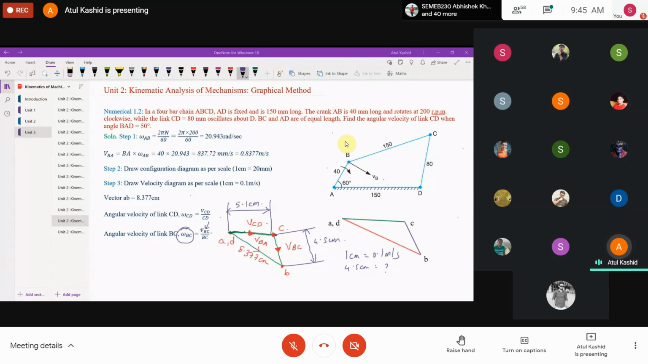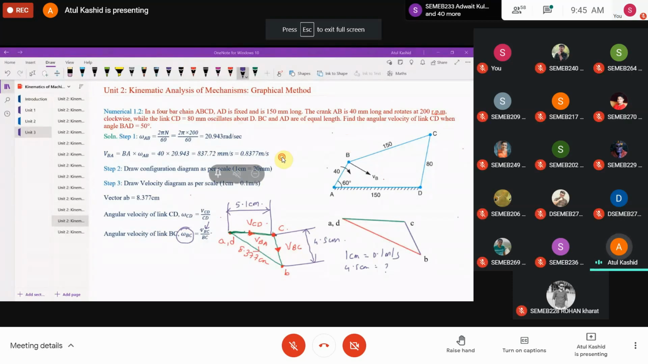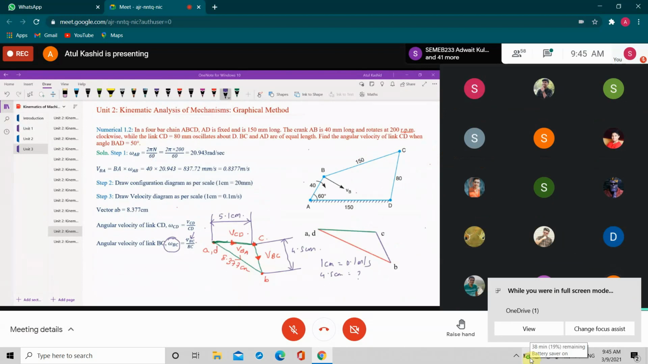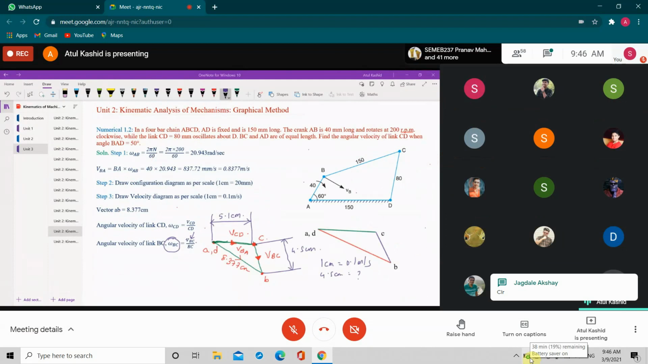Okay, so is there any doubt with this numerical? Please reply in the chat box, because I'm not going to move further until and unless it is very clear to everybody, because this is the basic mechanism in which only 4 links are there. In the next lectures, we are going to see the mechanisms in which more than 4 links are there, right? So there, the complexity is going to increase.